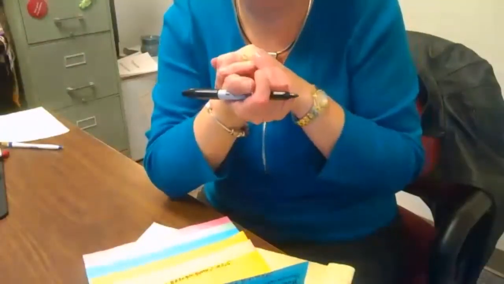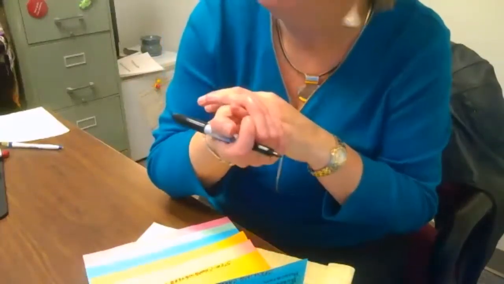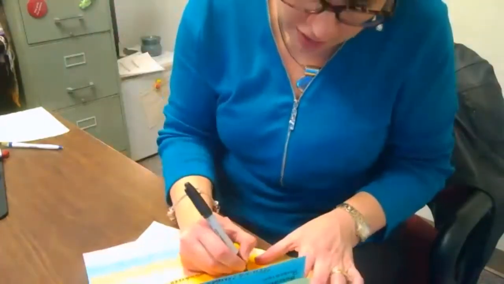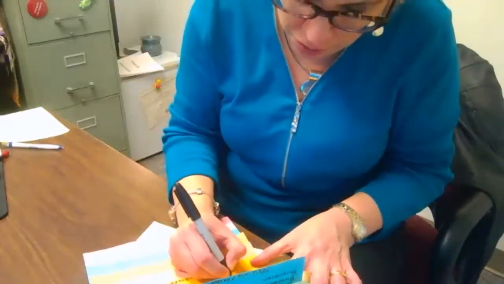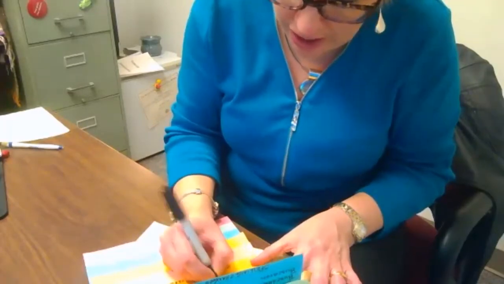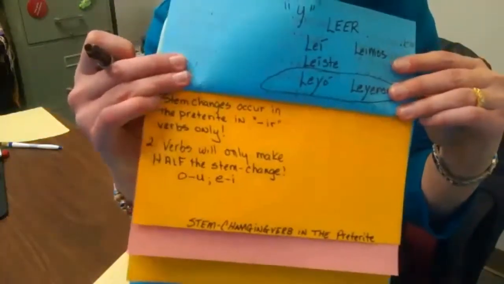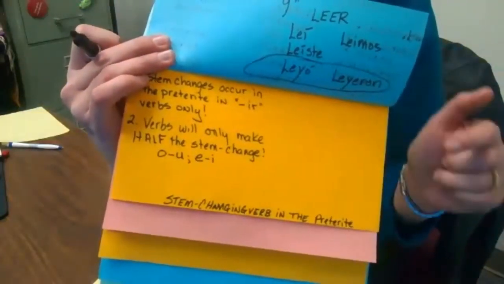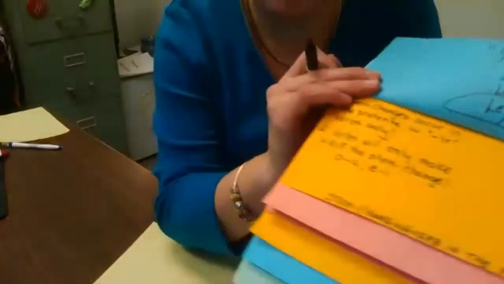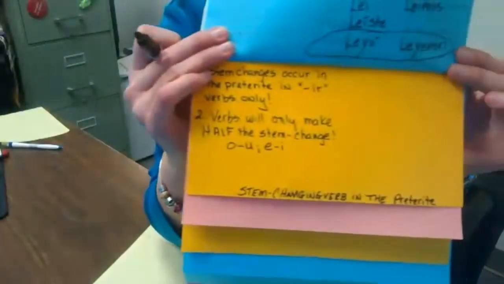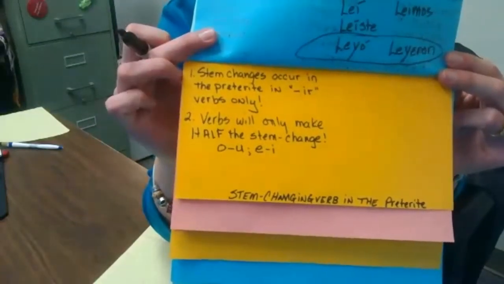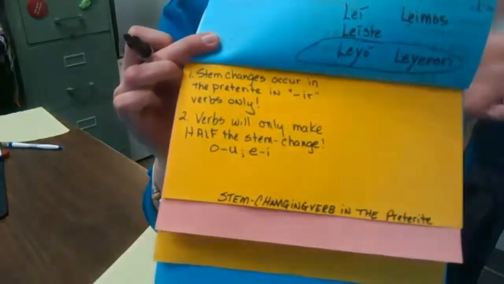Half the stem change means, remember in the present tense, we had stem changers, and it would stem change O to UE or E to IE. Well, now it's only going to stem change from O to U and E to I. So instead of O to UE and E to IE, it's going to stem change just from O to U and E to I. So it's going to make half that stem change. Okay, so the verbs will only make half the stem change. Remember, these are only IR verbs. So let's take an example.